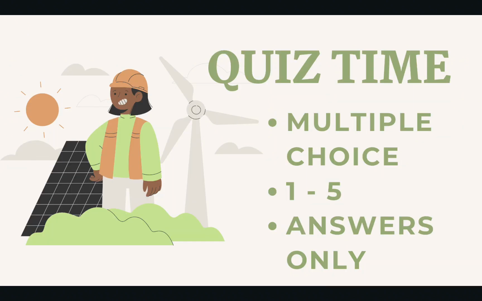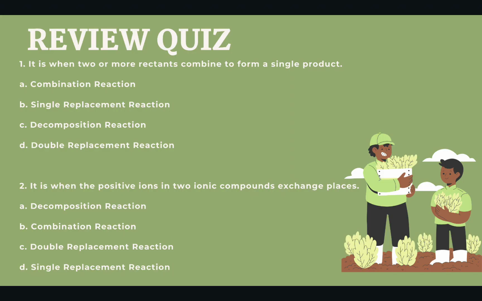Time for a quiz. Number 1. It is when two or more reactants combine to form a single product. A. Combination reaction. B. Single replacement reaction. C. Decomposition reaction. D. Double replacement reaction.